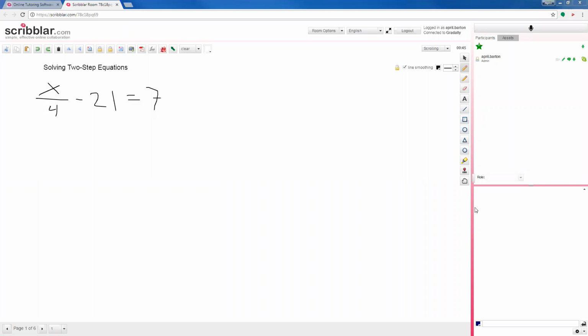Okay, I think we're ready to get started then. We're going to talk about fractions and solving equations. So I got some equations together that we can talk about. We usually start with more basic equations.